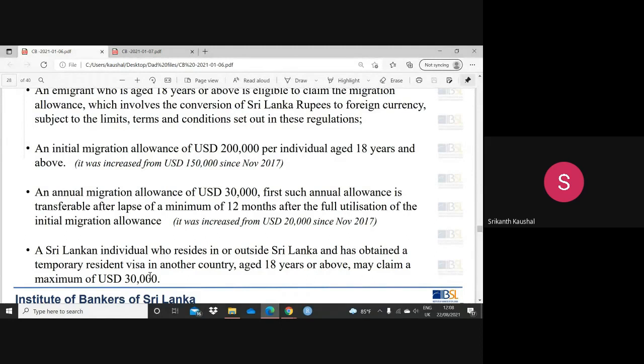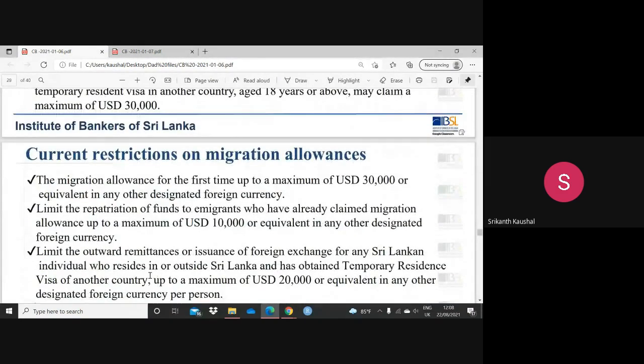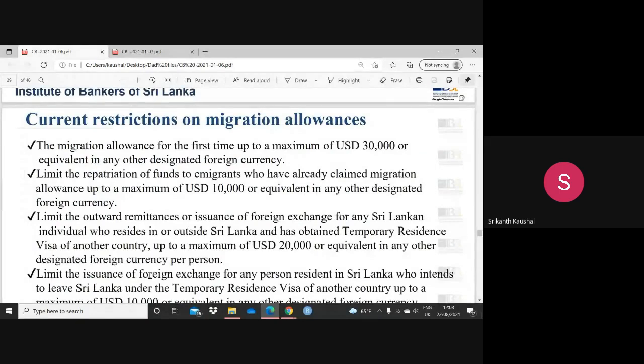But with the current foreign exchange restriction, this is the migration allowance you can currently take. There's no way you could take the 150,000 or 200,000, nothing. You can only take 30,000 migration allowance. Only 30,000. Currently, if you are migrating, you can only take 30,000. As a first time, you can see the words first time, that is initial migration. Not 200,000. For the moment, they have temporarily reduced it to 30,000.